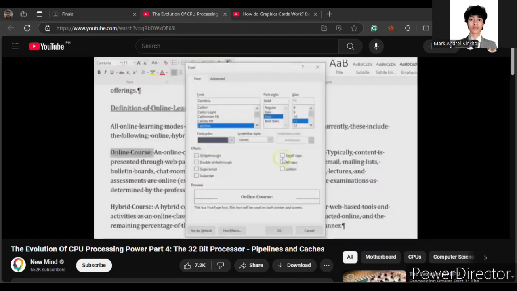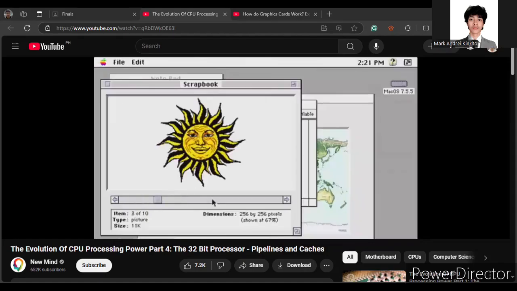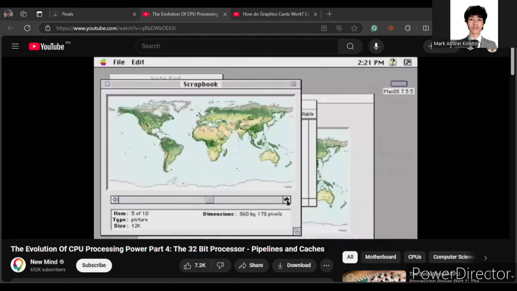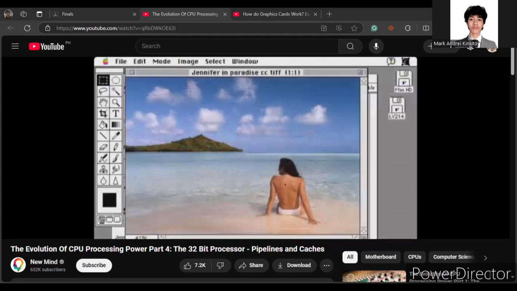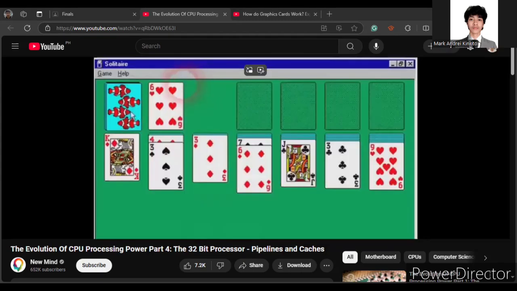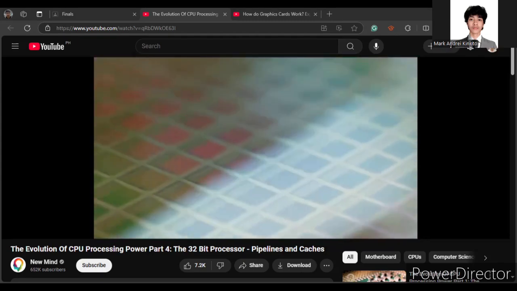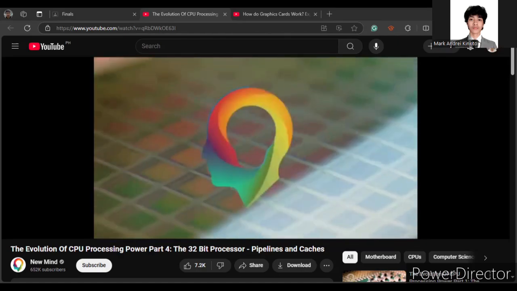marking an important leap in computing power. However, Intel's 80386, released in 1985, would solidify 32-bit architecture as the future for personal computers. The 80386 introduced a set of 32-bit registers, a 32-bit internal architecture, and more powerful memory management features.